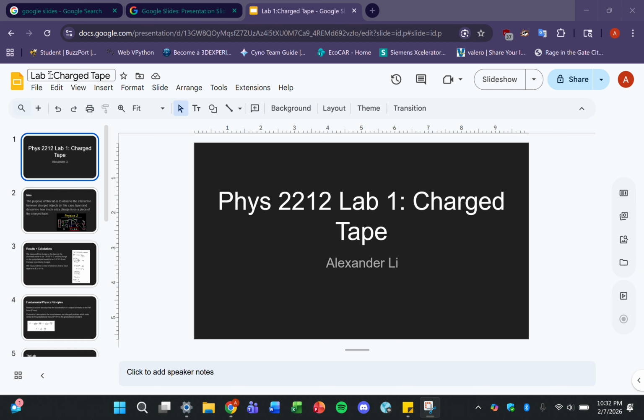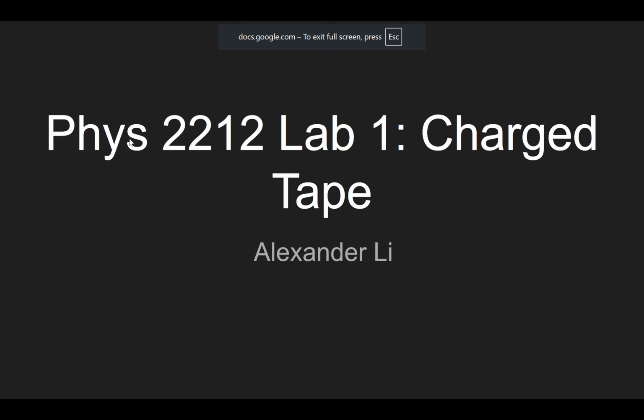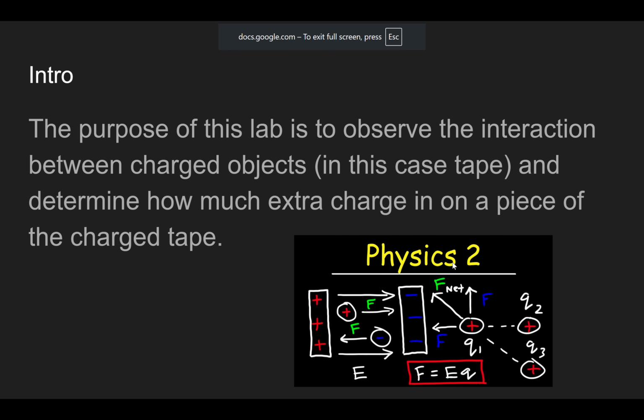Lab 1 charge tape. So let's get started. Alright, so here's an introduction. The purpose of this lab is to observe the interaction between charged objects, in this case tape, and determine how much extra charge is on a piece of the charge tape.